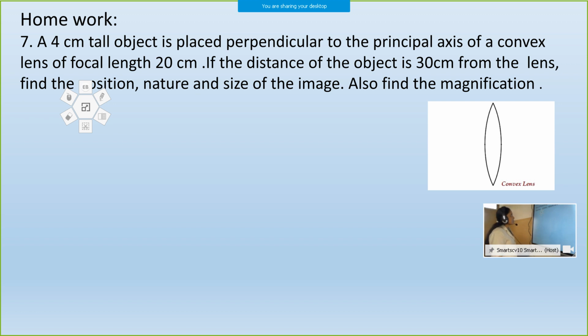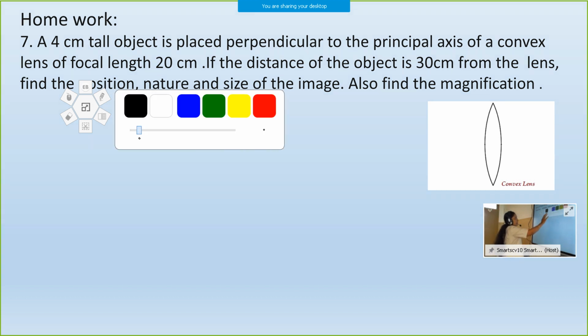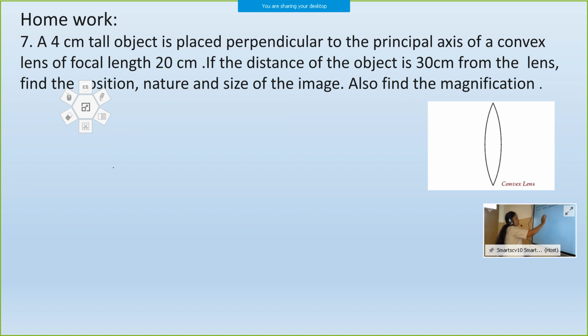Okay. So 4 centimeter tall object, that means what is the height of the object? It is 4 centimeter. Height of the object is usually represented by the letter h. So h is equal to 4 centimeter. It is kept perpendicular to the principal axis of a convex lens of focal length 20 centimeter. So, focal length f is equal to 20 centimeter. And is it positive or negative? Focal length of a convex lens is positive.